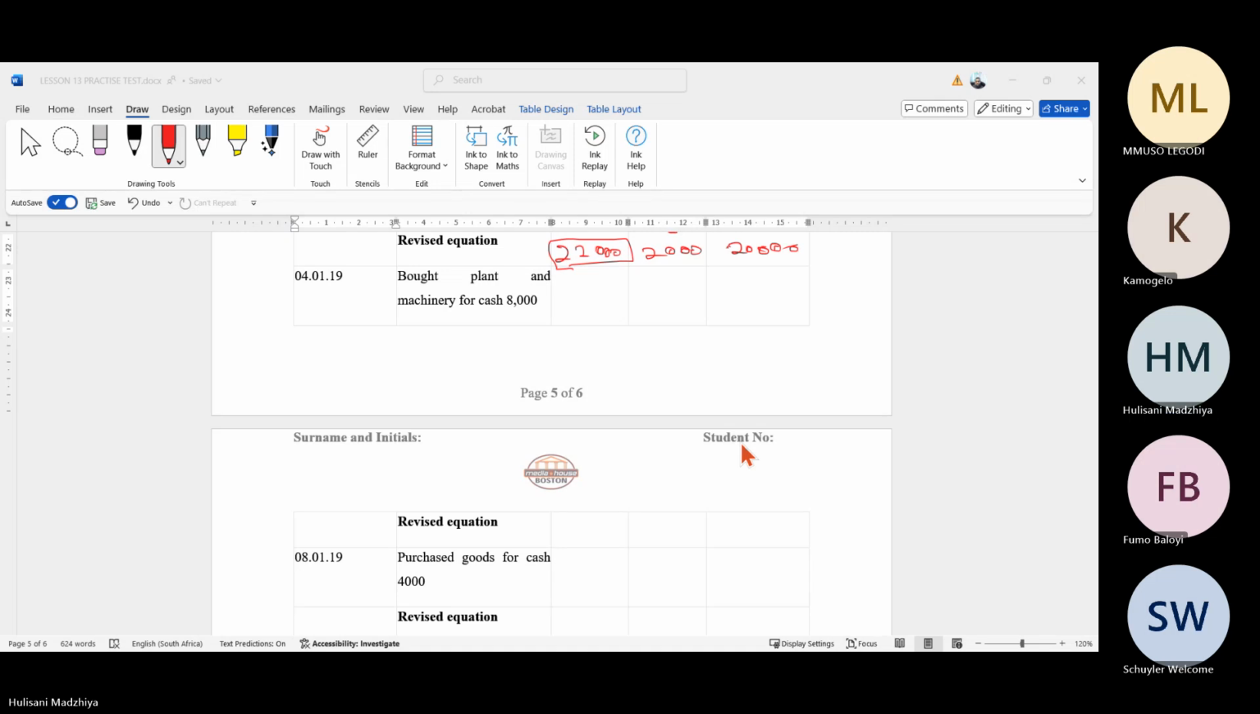Anyone? I see Kamukelo is typing. So owner's equity is not an account, it is an element, so we need a specific account. Which accounts are affected by the transaction? Anyone?